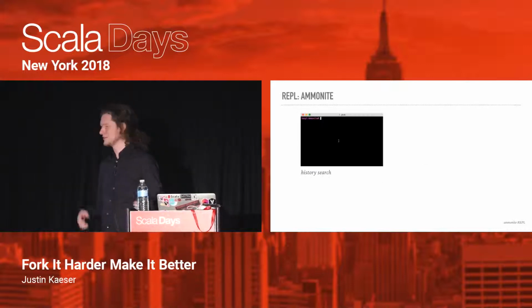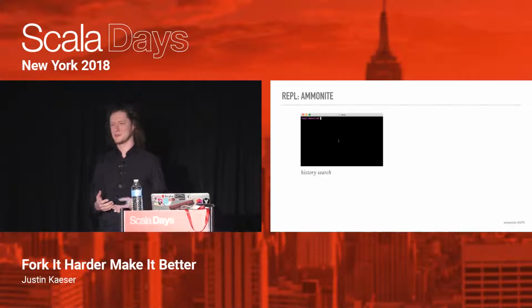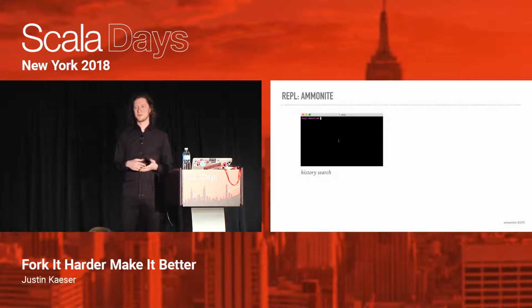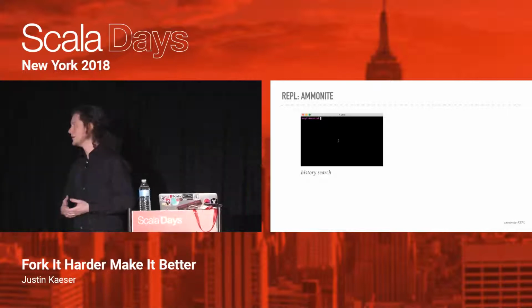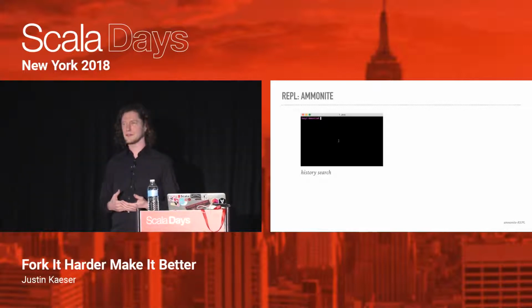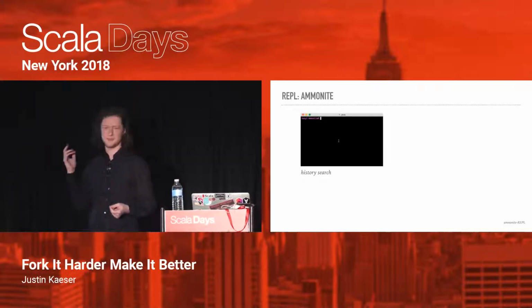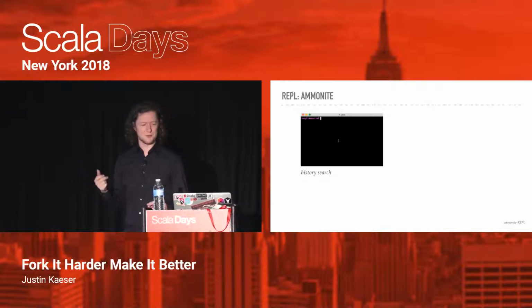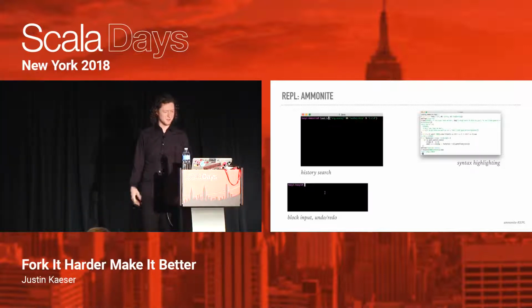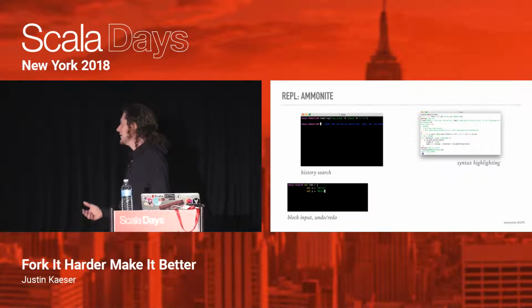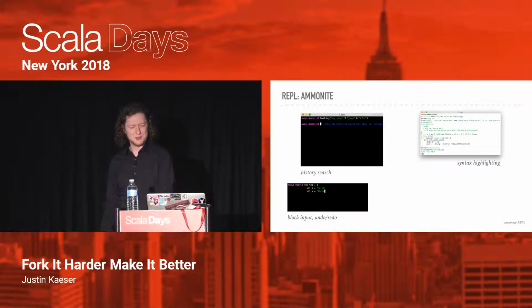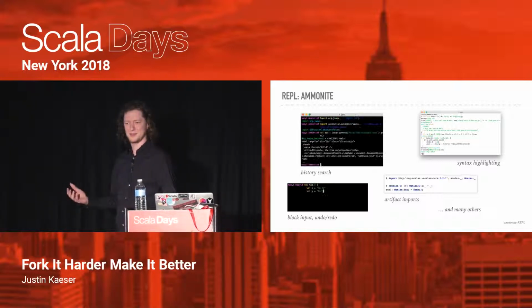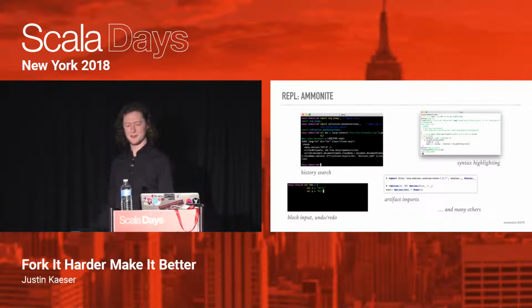So the classical tool for fast feedback loops is the REPL, the read, eval, print loop. Scala comes with one. IntelliJ comes with one. An improved one is the Ammonite REPL by Li Haoyi, which comes with various features such as history search, syntax highlighting, block input, undo, redo, importing artifacts straight from Ivy or Maven, and many others that I don't even know of.